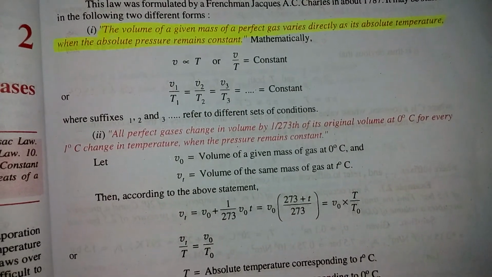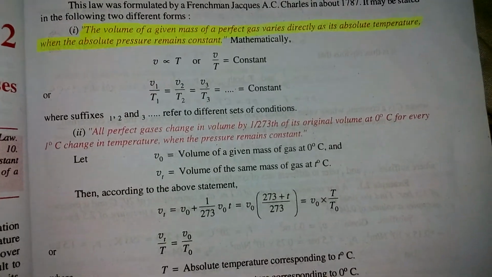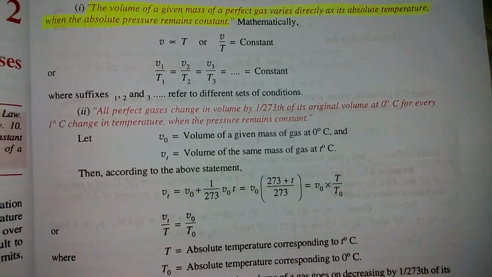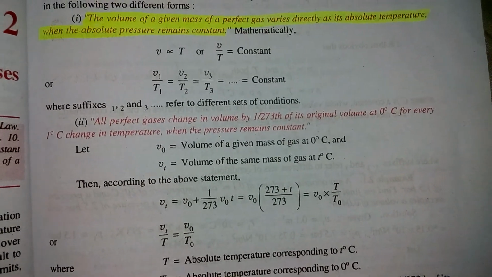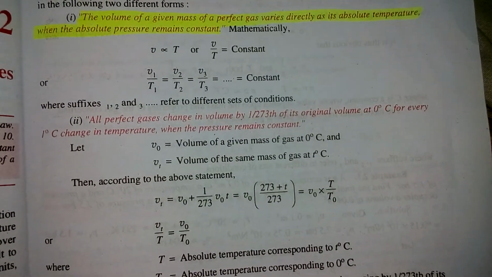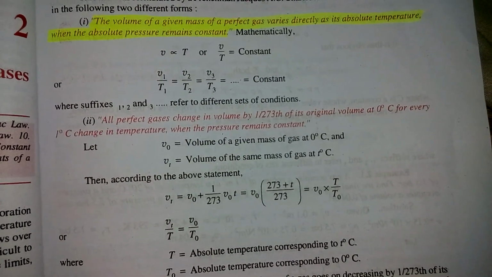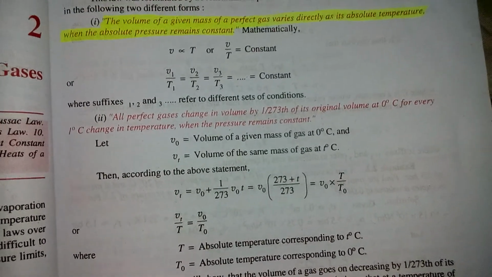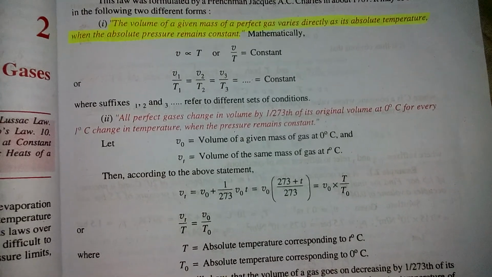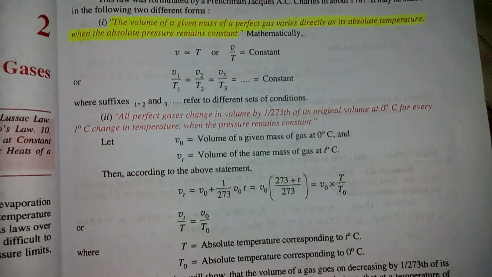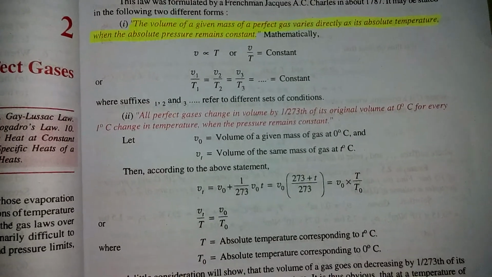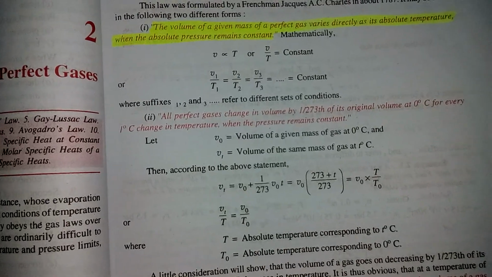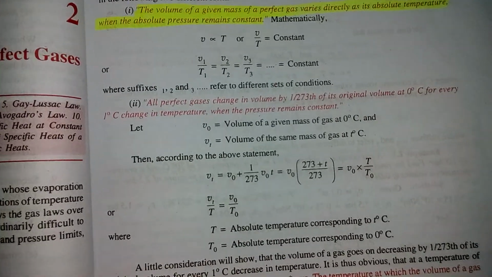constant. And the second form: a perfect gas changes in volume by 1 by 273 of its original volume at 0 degree Celsius for every 1 degree change in temperature when the pressure remains constant. And mathematically we have to represent this formula. So we have to assume some physical characteristics, like V0 equals the volume of a given mass of gas at 0 degree Celsius, and Vt equals the volume of the same mass of gas at t degree Celsius.